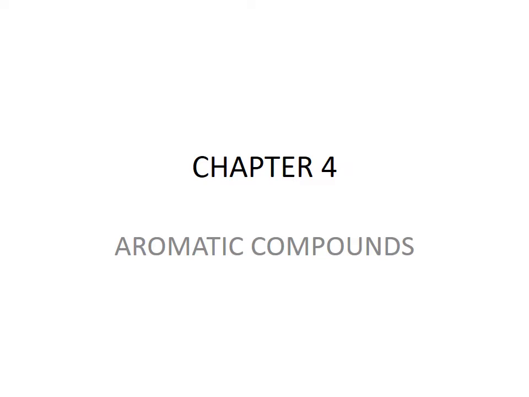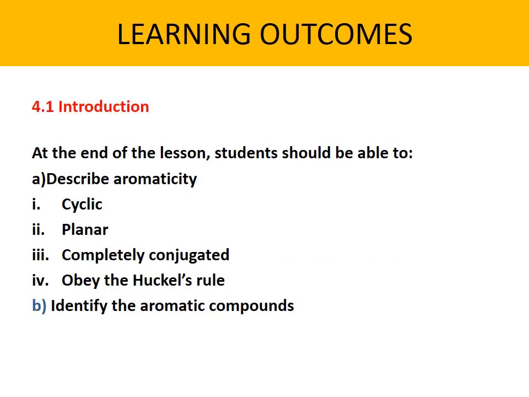Today we are going to look at chapter 4, aromatic compounds. At the end of the session, you need to learn how to identify aromatic compounds based on the 4 criteria, which are cyclic, planar, completely conjugated, and also the aromatic compound will obey Huckel's rule.